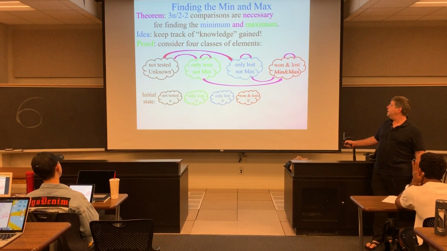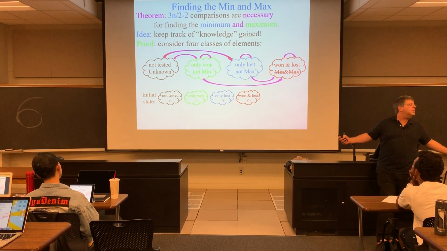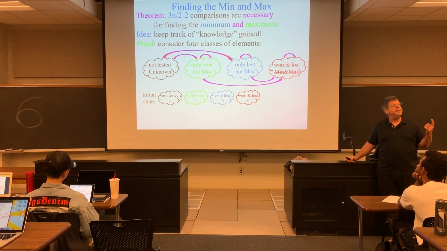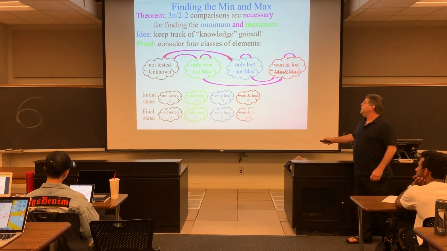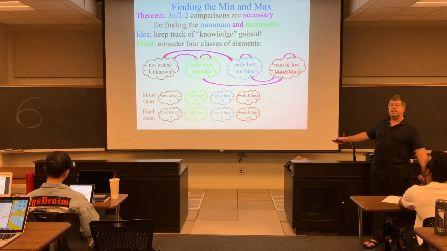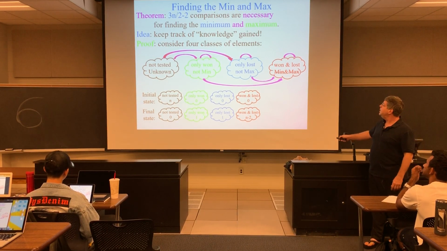We don't know anything about them, and nothing lost, nothing won, and nothing won and lost because nothing yet happened. The algorithm didn't run. Which algorithm? Any algorithm. Okay. And at the end, we're going to have nothing that's never been tested, because everything's got to be tested at least once. We already know that from 6 or 7 slides ago.